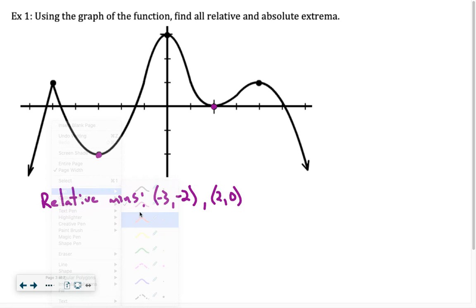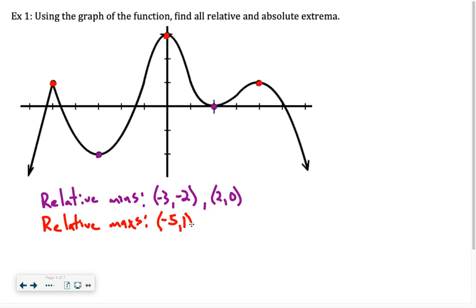Okay, so let's do relative maxes. Those are the points where we are changing from increasing to decreasing. So I see one right there, and right there. Looks like we have three of them. So this is the point -5, 1. This is the point 0, 3. And this is the point 4, 1.